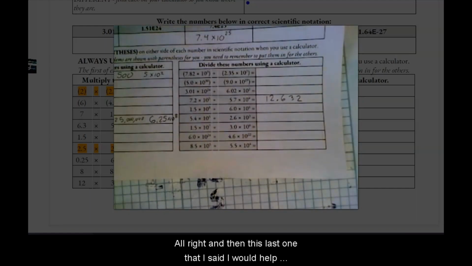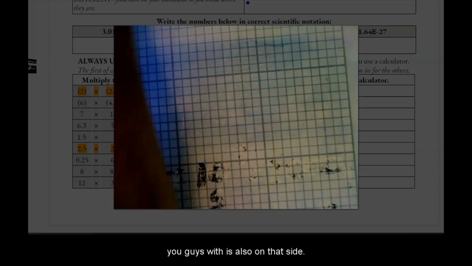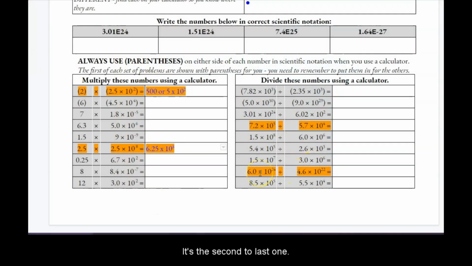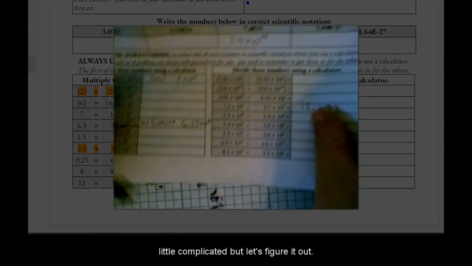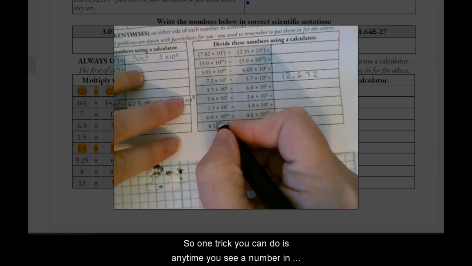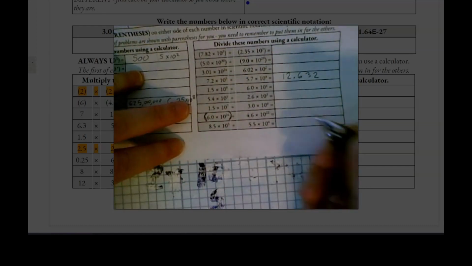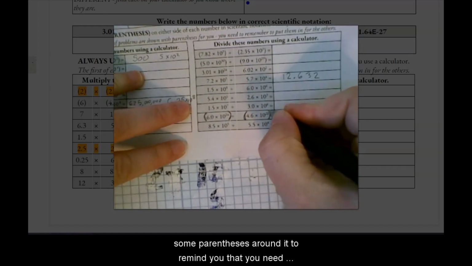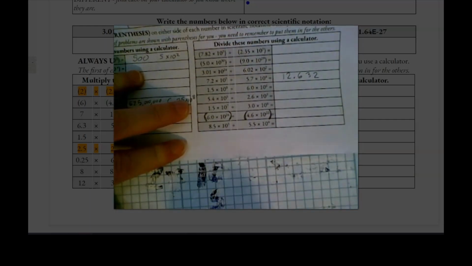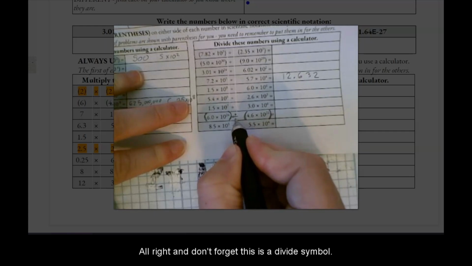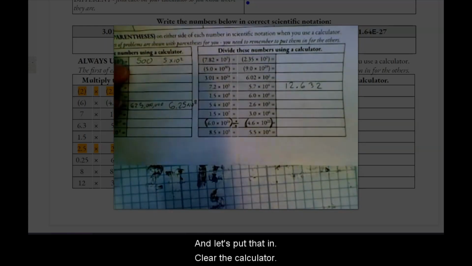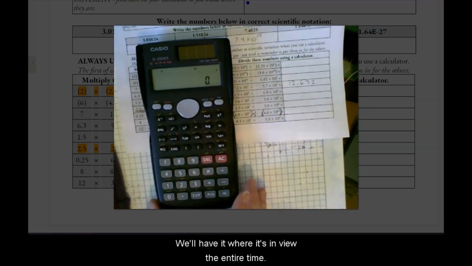Alright, and then this last one that I said I would help you guys with is also on that side, but let me check. It's the second to last one. It's got some 24s and some 22s, and so it looks a little complicated, but let's figure it out. So, one trick that you can do is anytime you see a number in scientific notation, just automatically draw yourself some parentheses around it to remind you that you need to be putting parentheses around these. Alright, and don't forget this is a divide symbol, and let's put that in clear, the calculator, and I'll have it where it's in view the entire time.